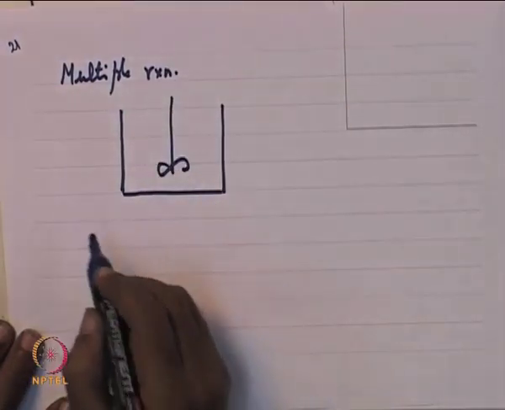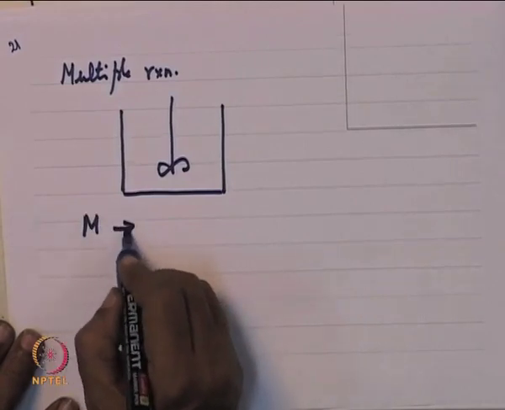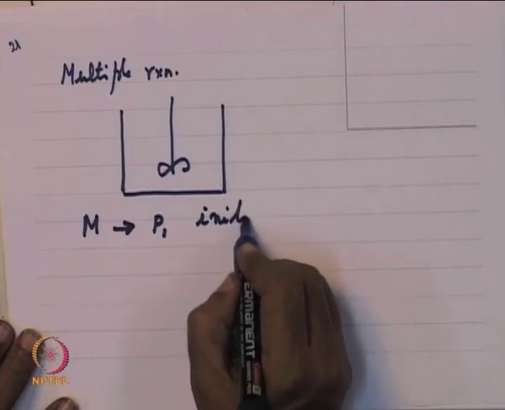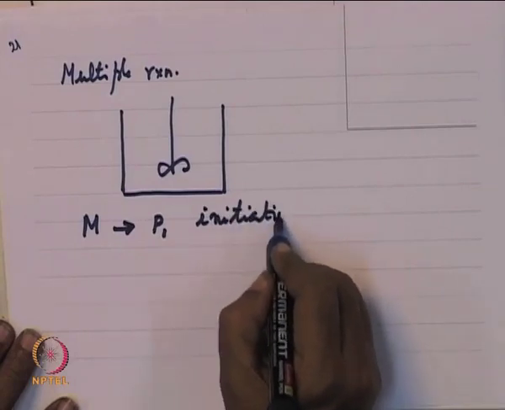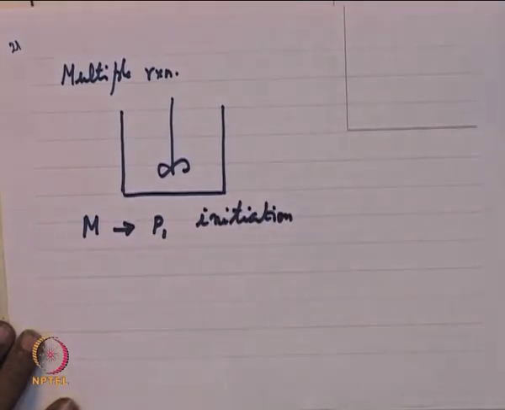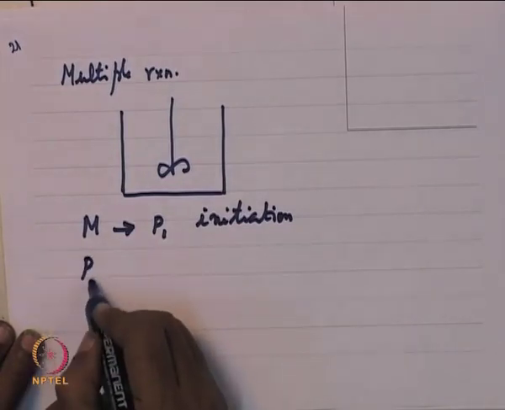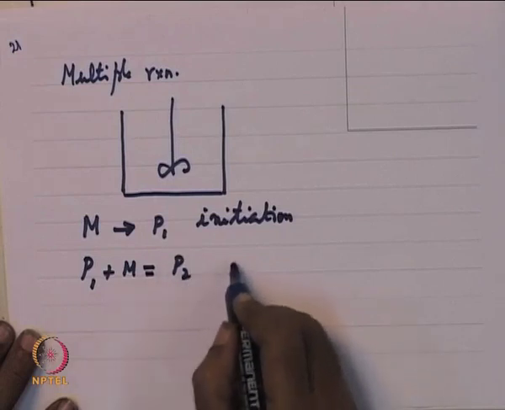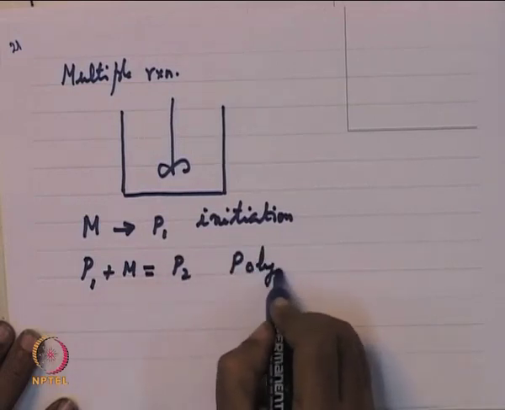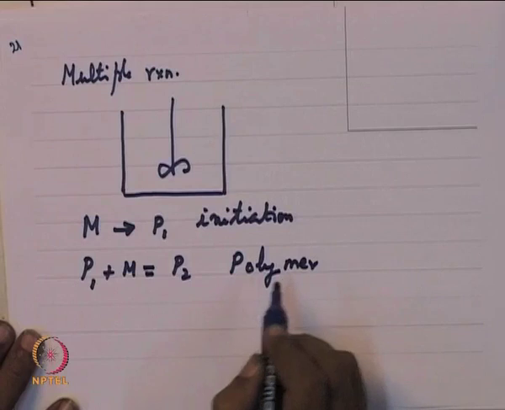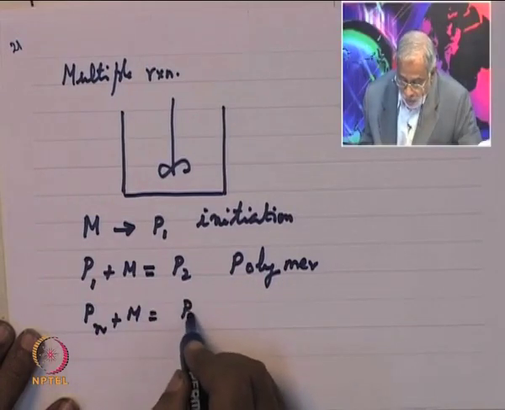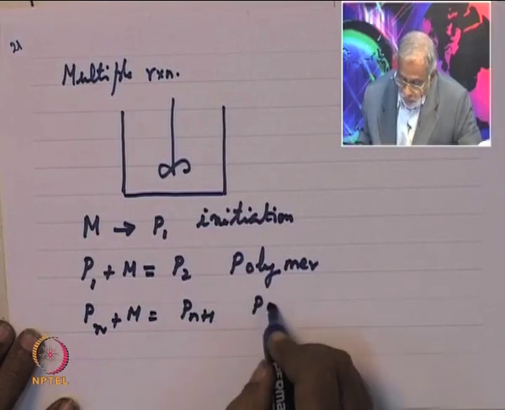You have a stirred tank. There is this reaction M going to P1. This is called initiation, the polymerization initiation. Now, P1 reacts with M to give you P2. This is a polymer. Pn reacts with M to give you Pn plus 1. This is also polymer.